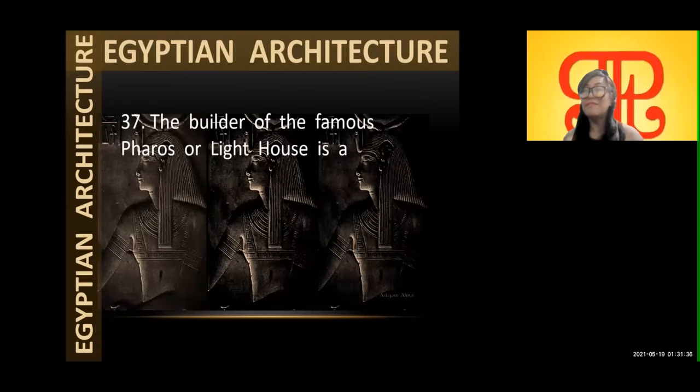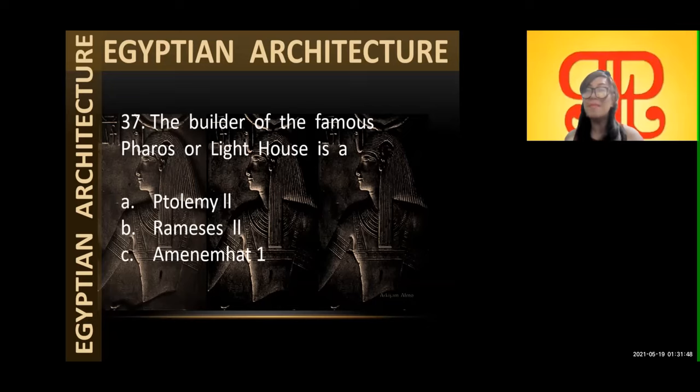Next, 37. The builder of the famous Pharos lighthouse is it A, Ptolemy II? Is it B, Ramses II? Is it C, Amenemhat I? Or is it D, Senusret? So the answer here is Ptolemy II.